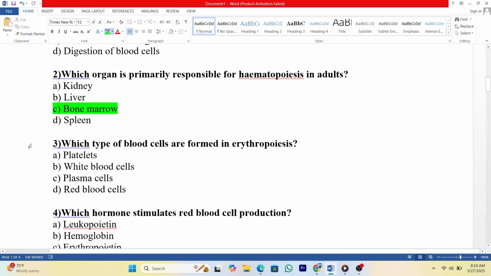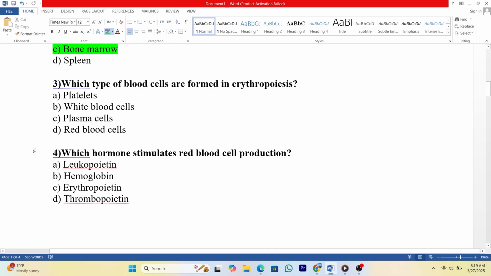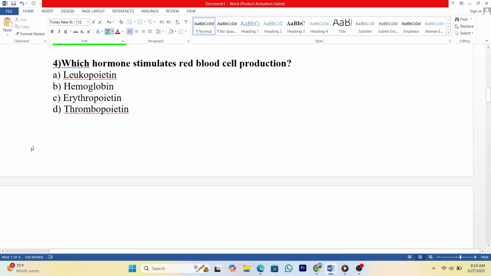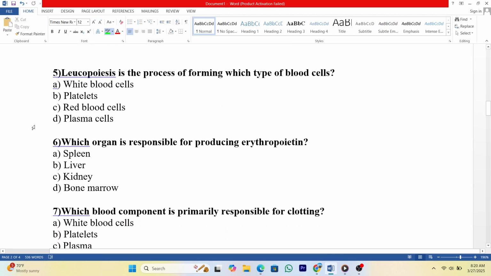3. Which type of blood cells are formed in erythropoiesis? A. Platelets. B. White blood cells. C. Plasma cells. D. Red blood cells. 4. Which hormone stimulates red blood cell production? A. Leukopoietin. B. Hemoglobin. C. Erythropoietin. D. Thrombopoietin.